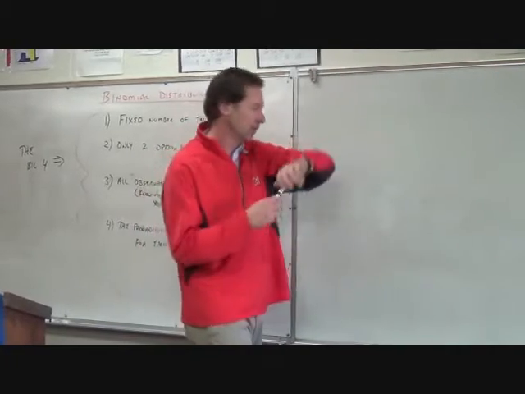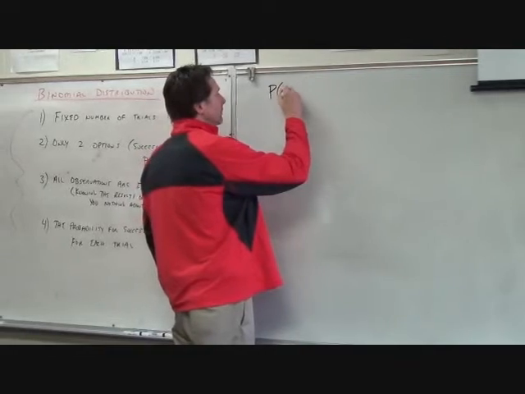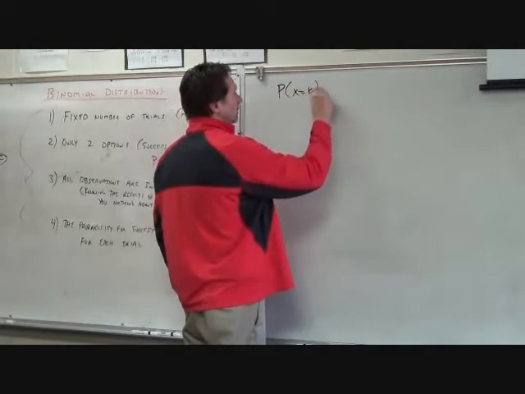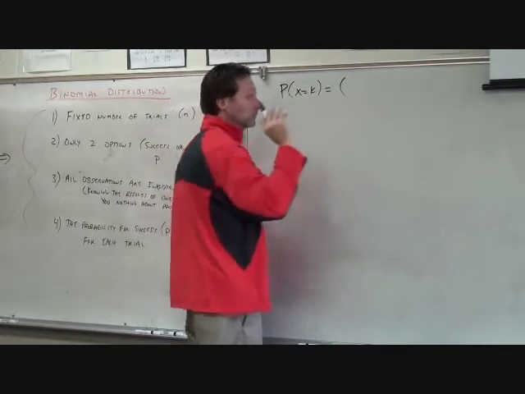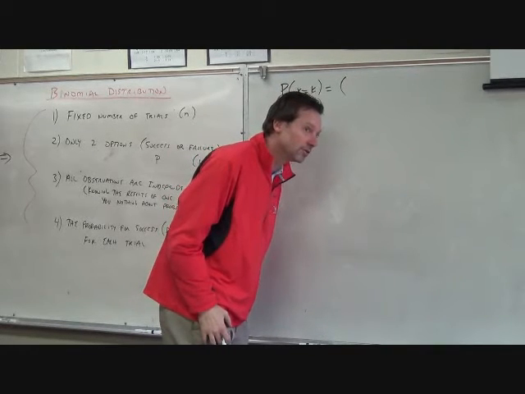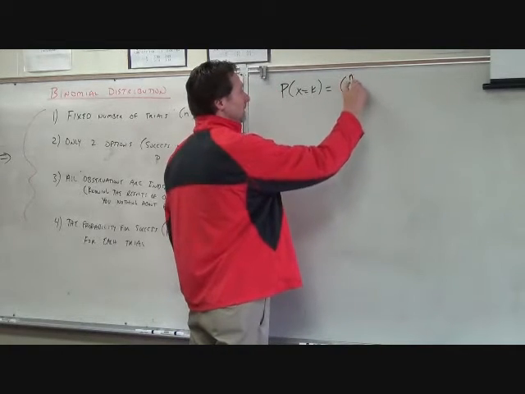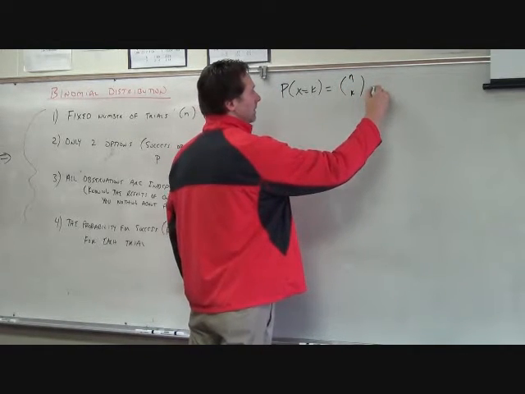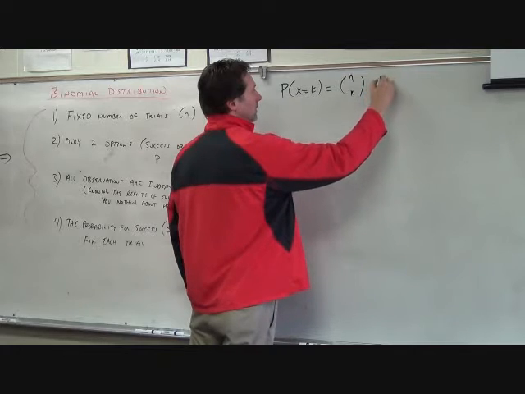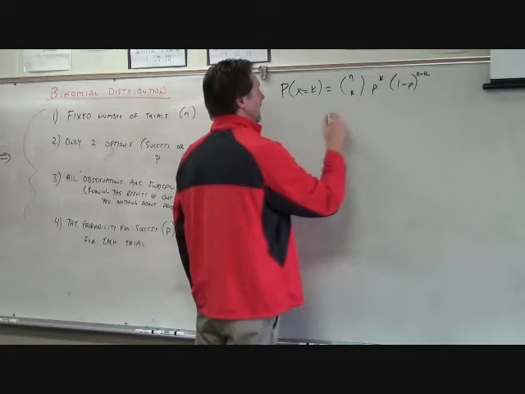Write the formula. Very good. Write the formula down that you're going to use. So P(X = 6) equals N choose K, times p to the K, times 1 minus p to the N minus K. Very good. All right, now we can plug it in.